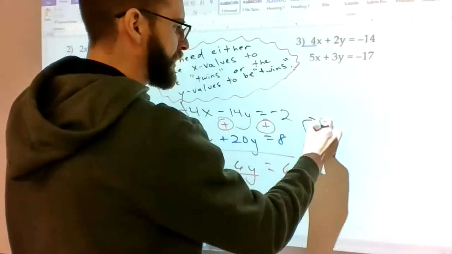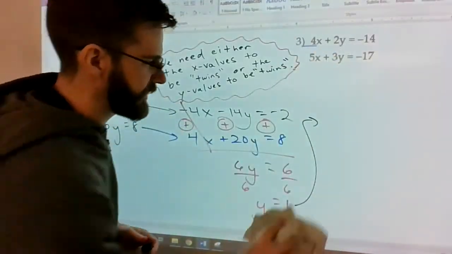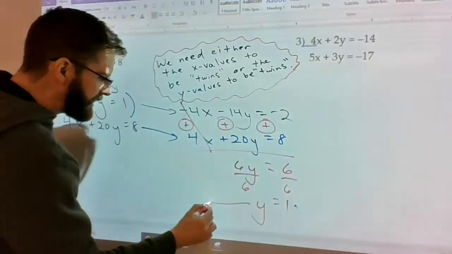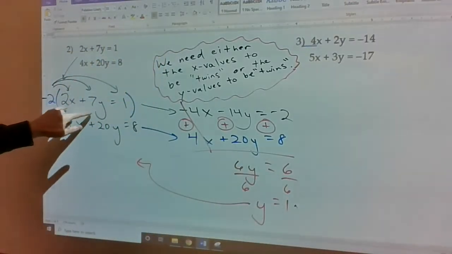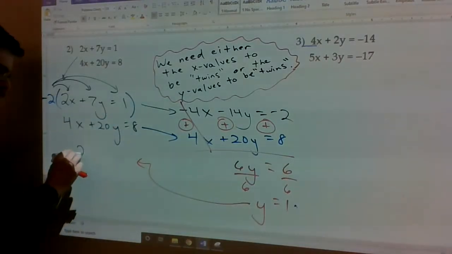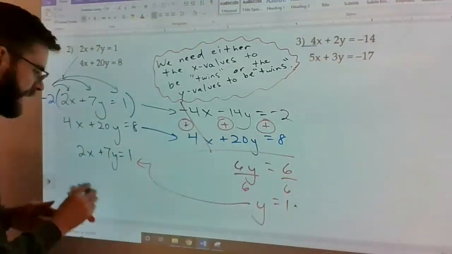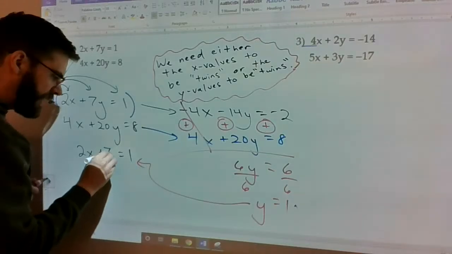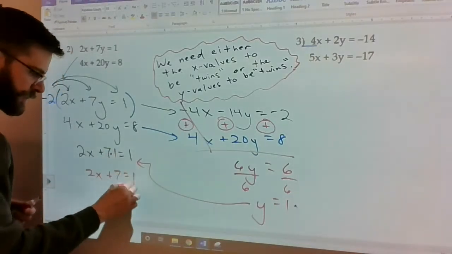So you solve for one of the variables. Actually, maybe we need some space over here for number 3. Let's go to the opposite side. If y equals 1, let's plug into, I think this top original one is going to be the more convenient one to work with: 2x plus 7y equals 1. I've got y, which means let's replace it with 1.